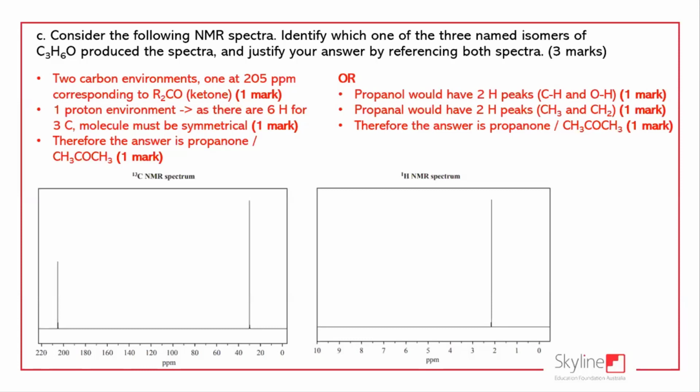Propanal would have at least 2 hydrogen peaks as well, because you'd have the CH3 and CH2, but you'd also have extra ones as well, because you'd have the hydrogen connected to the carbon connected to the double bond O. Therefore, it can't be propanol, it can't be propanal, therefore it's got to be propanone. That's how we go about it. That's a pretty hard question, so really well done if you followed me through this part.